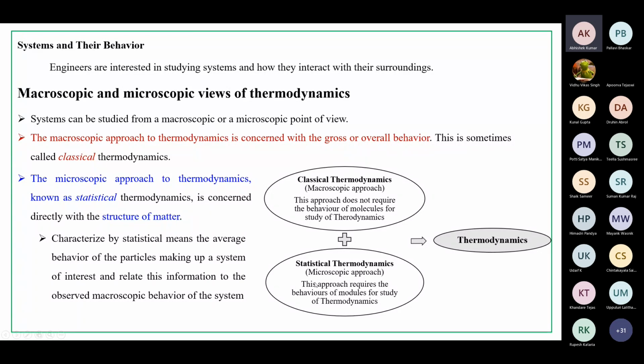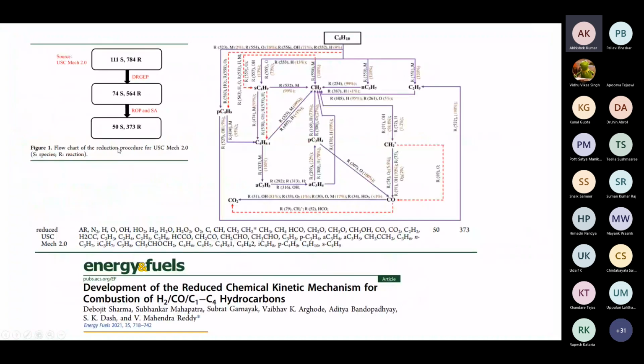So this microscopic thermodynamics, we can call statistical thermodynamics. All engineering application oriented thermodynamics is macroscopic thermodynamics, or we can call it classical thermodynamics. Statistical thermodynamics means, as we have mentioned, individual components we are studying. Let us see, see here.